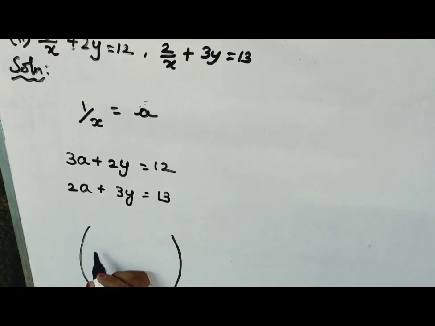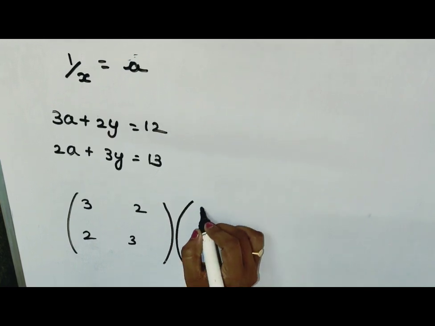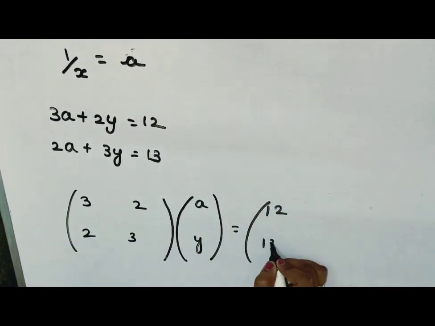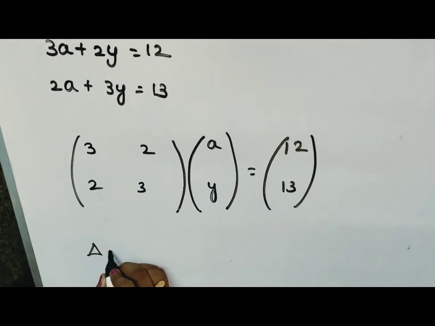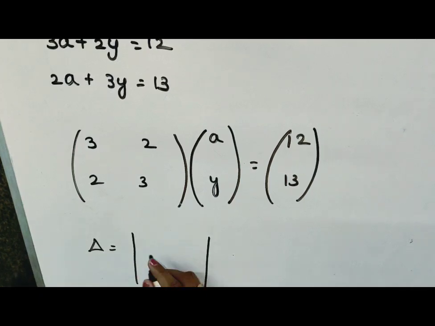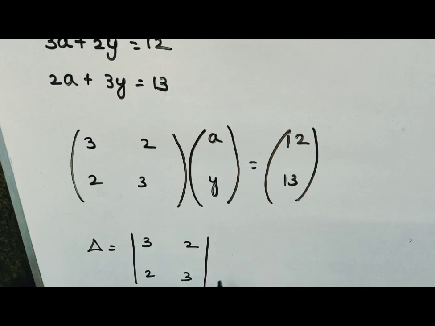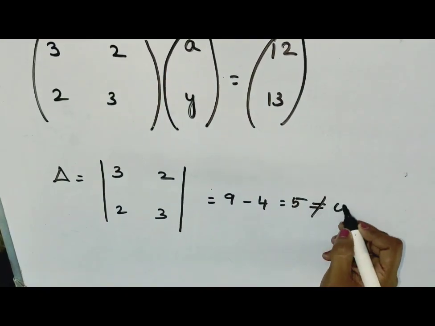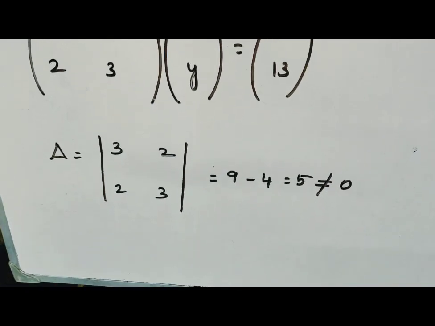Okay. So, if I write the coefficients, 3, 2, 2, 3. The variables we have are a and y. The constants are 12, 13. So, now we have to first find the value of delta. The delta value must always be not equal to 0. So, delta means we take the matrix as it is, which is 3, 2, 2, 3. If I simplify, 9 minus 4, which is nothing but 5. This should always be not equal to 0. Only then is there a use in finding the values.